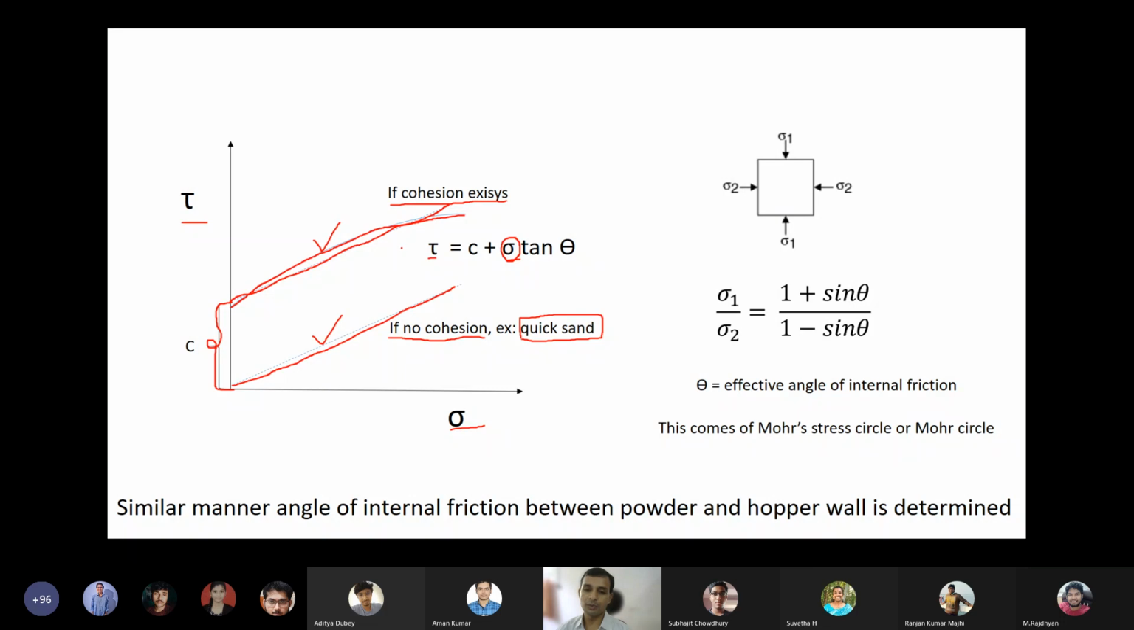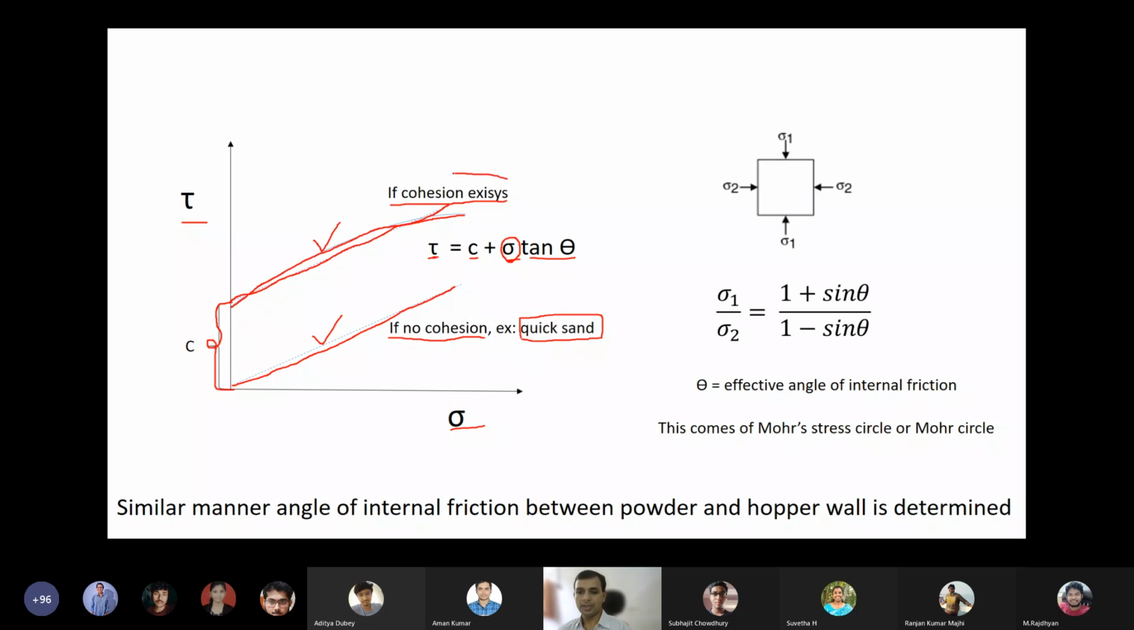In fluid mechanics, we have three different types of fluids, such as dilatants, and three different types of non-Newtonian fluids, such as Bingham plastics. But here we have only two types, right? So for cohesive powders, we have shear stress equal to cohesive stress plus normal stress into tan theta. If there is no cohesion, this is the formula.